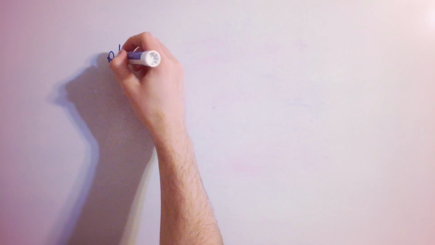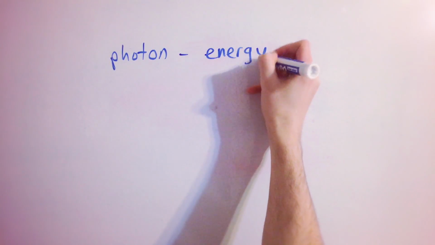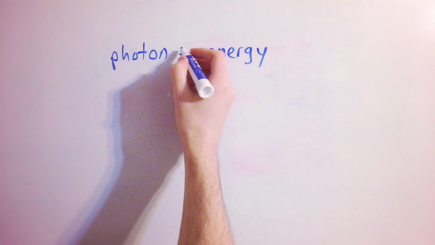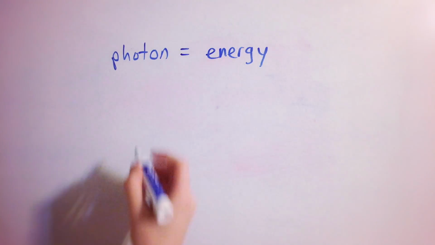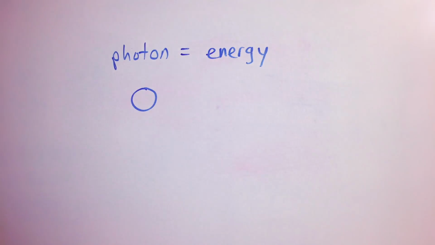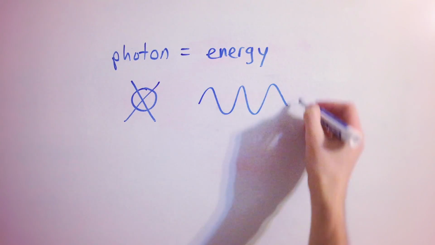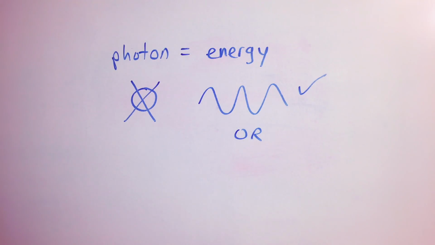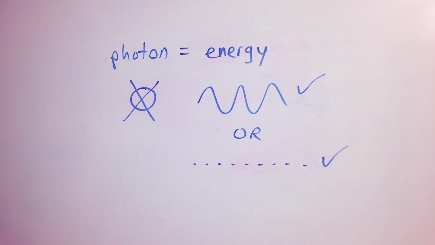So we know that a photon is actually a bundle of energy. It's like a pocket of energy. We are just interpreting this question wrong. A photon is not like a ball. A photon is energy, so it could be a wave, or it could be a particle. Depends. It could be like a wave, or it could just be a particle moving across space and time.